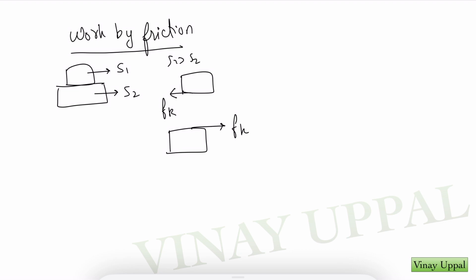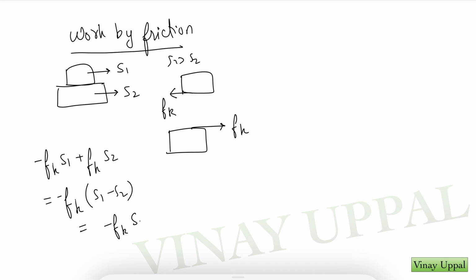Alright, I want to calculate the work done by this kinetic friction, the net work done. Can I say on the upper block it will be minus Fk times S1 and on the lower block it will be plus Fk times S2. This will be the total work done by the kinetic friction: Fk times (S1 minus S2). So this is the work done by the kinetic friction. First thing that you can see is it is negative. And the other thing that you can see is it is independent of the frame of reference.